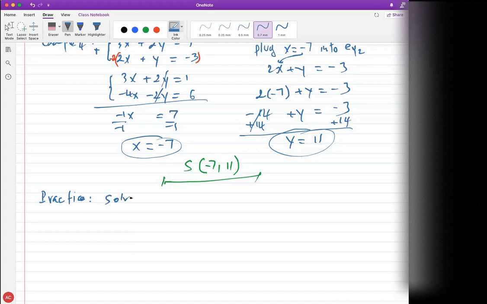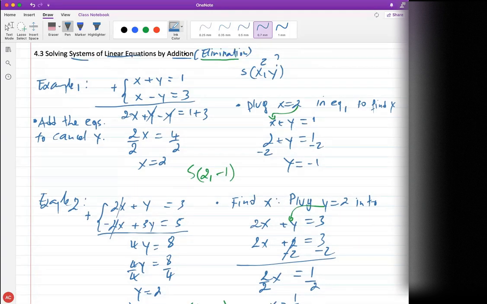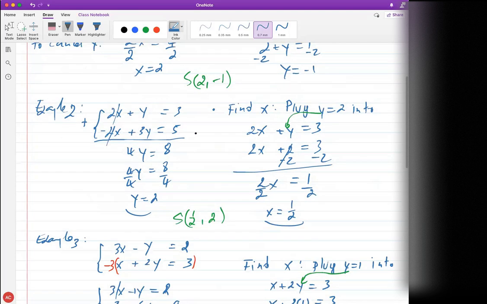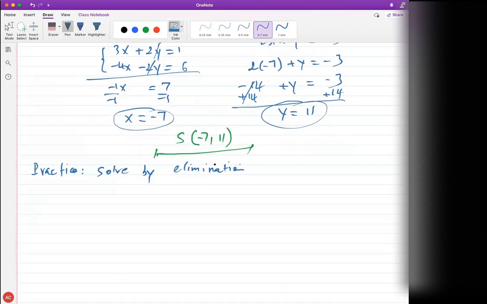Solve by elimination. So you may see elimination again, or addition. That means the same thing. Addition, that's when you add the 2 equations. So we add or subtract. I'd rather call it elimination.